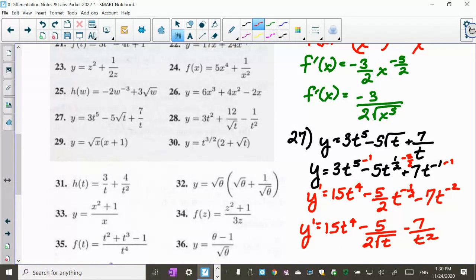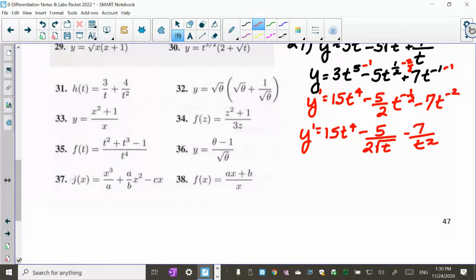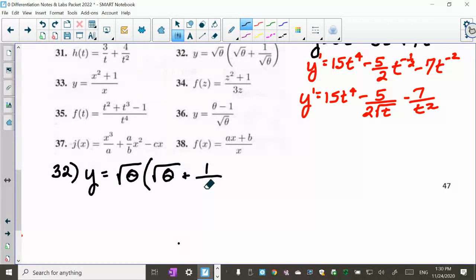The next one I'm going to do is 32. Let me see if I got some room on this page still. So I'm going to move it down so we can have room to do this. I'm going to do 32 over here, in case there's other ones on this page I want to do. So 32 is interesting because you've got to do some manipulation for this to work out okay, and we're using thetas. So I'm just going to rewrite it like I always want you to write it in your spiral notebook. So I have radical theta times radical theta plus 1 over radical theta.